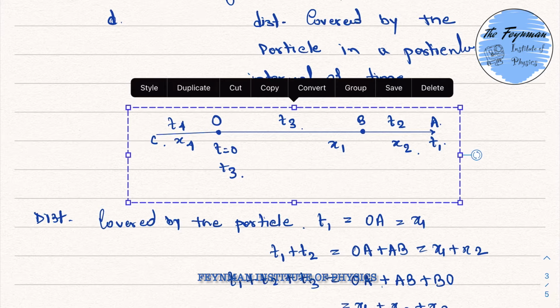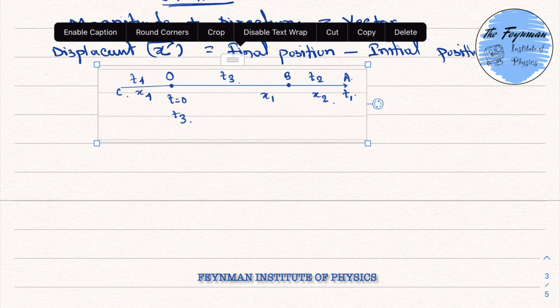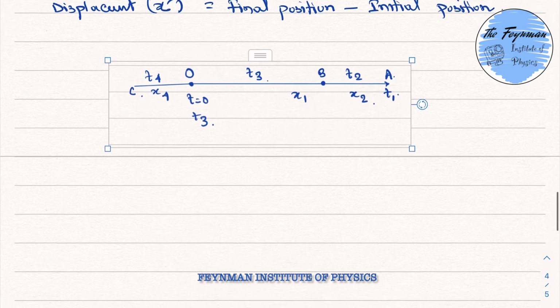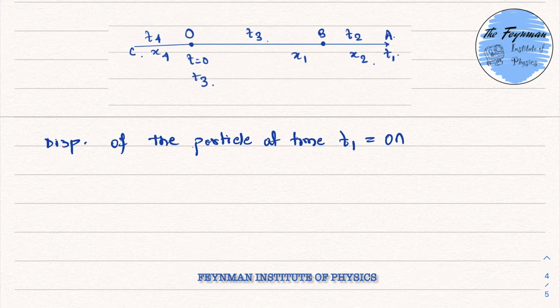So if we analyze the motion of the particle like in the previous case, then we can find that if we want to know the displacement of the particle at different intervals of time, say like in the previous case when the particle is moving along the path OA, AB, BO and OC, then the displacement of the particle at time interval t1, which is obviously a vector quantity, is OA, because O is the initial position of the object and A is the final position of the object. So the displacement of the object is OA, which is denoted by x1.